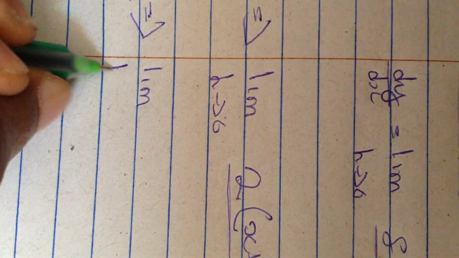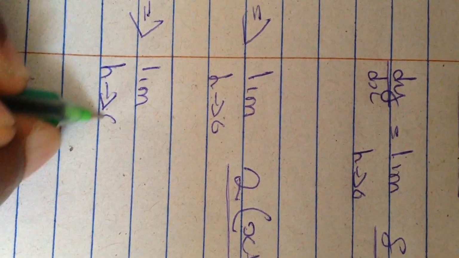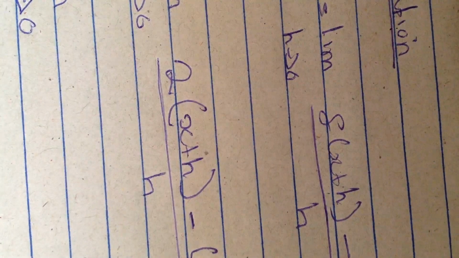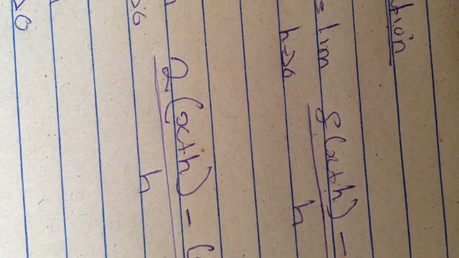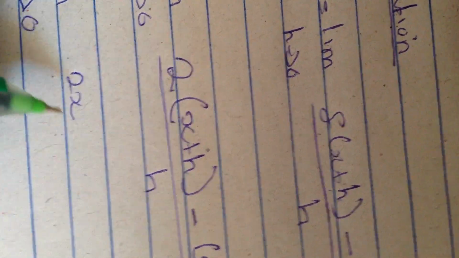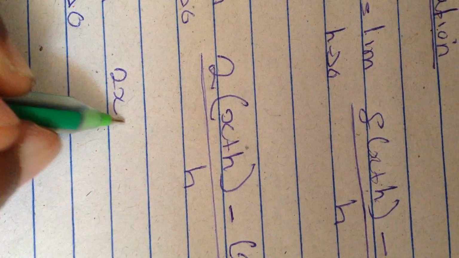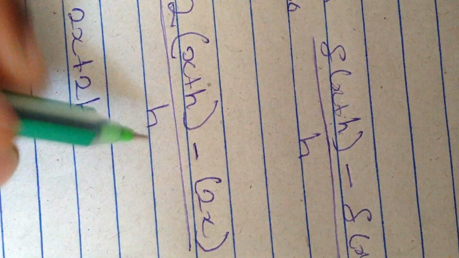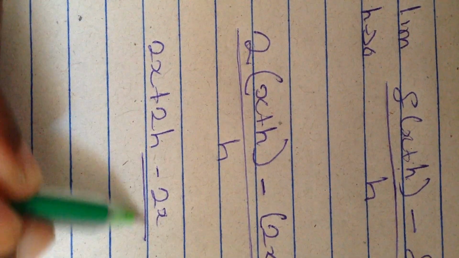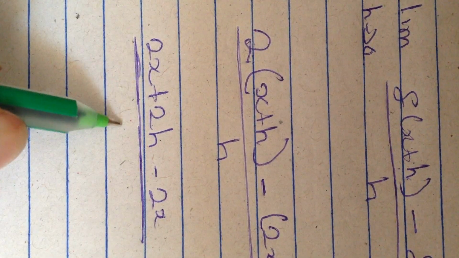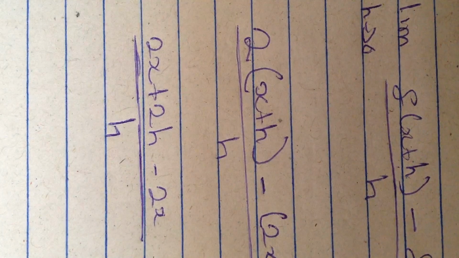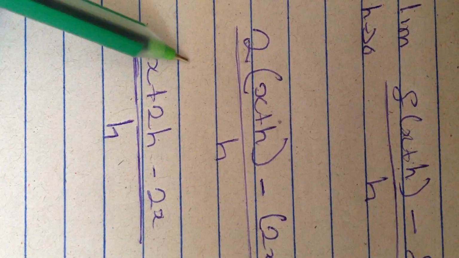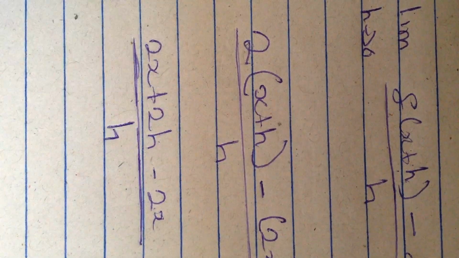We bring down our lim as h approaches 0. You can multiply this out. This is simple math now. 2 times x, that's 2x. 2 times positive h, that's positive 2h. What is negative times 2x? That's minus 2x. You divide over, don't forget your h. What are we supposed to do? We have like terms 2x and 2x. We can put them together.